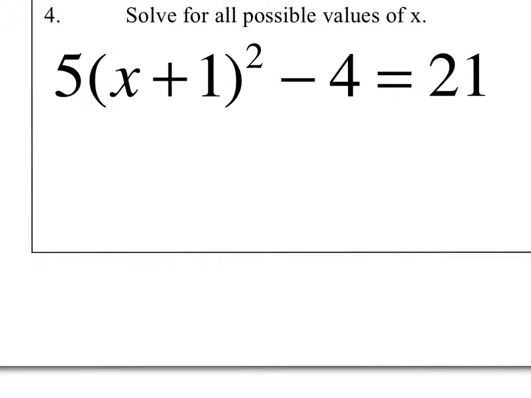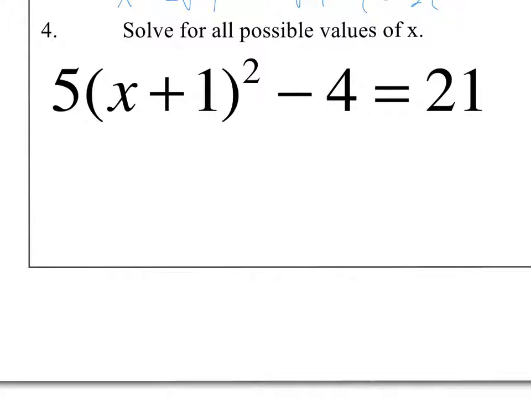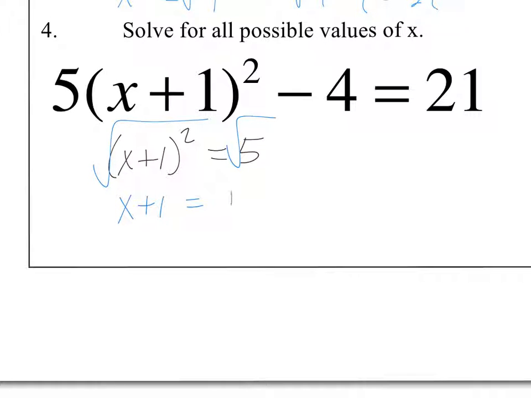All right, next up, let's add 4 to both sides and then divide by 5. So we get (x plus 1) squared equals 25 divided by 5, which would be 5. Take the square root of both sides. x plus 1 is equal to plus or minus the square root of 5. Minus 1 to both sides. x is negative 1 plus or minus the square root of 5.